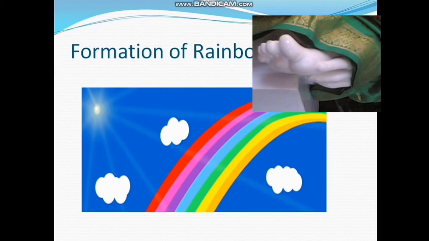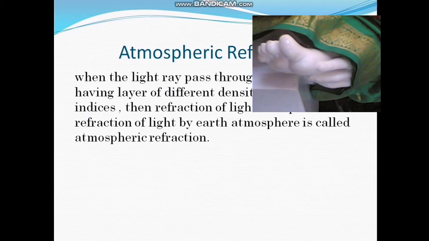There are two conditions which are necessary for the formation of a rainbow. The first one is that water droplets should be present in the atmosphere. And the second condition is that the sun must be at the back of the observer. That is, the observer must stand with his back towards the sun. Then only can we observe the formation of a rainbow in the sky.